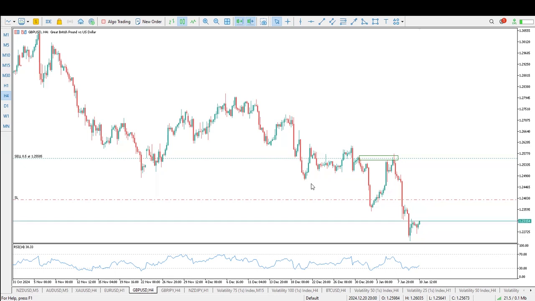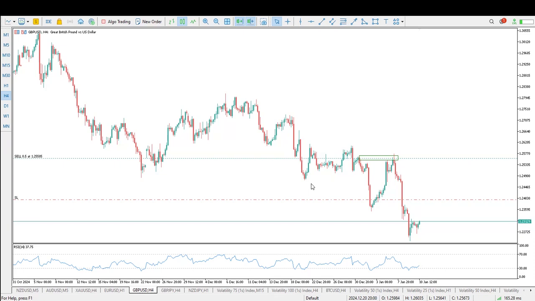Now, I'll be analyzing two pairs, which are GBP USD and Euro USD. I took both pairs for a sell, and I would like to share my thoughts on why I took both pairs for a sell. Now, this is the best SMC strategy you will find online. Why is this the best? This is the best because it is the simplest of them all.